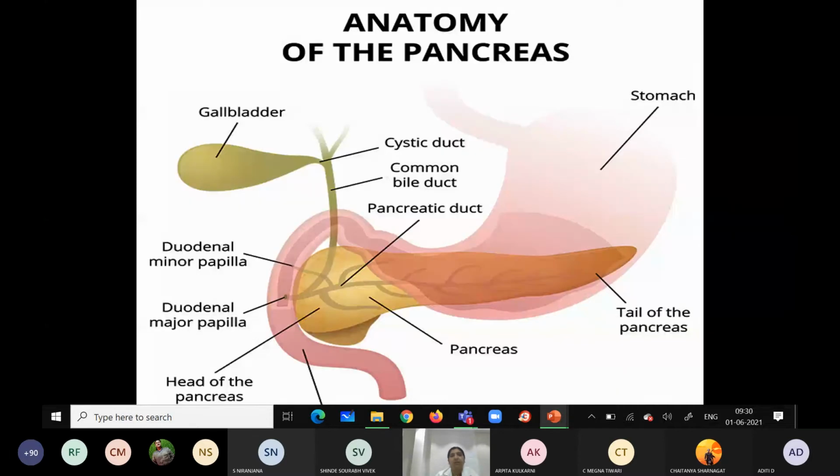Okay. Now this is again just to repeat the anatomical part: this is the cystic duct, this is the transversely lying pancreas, and this is the main duct which opens into the major duodenal papilla, that is the ampulla of Vater. It is guarded by the sphincter of Oddi. And this is the minor duodenal papilla where the accessory duct of the pancreas opens, right into the first part. This is into the second part.